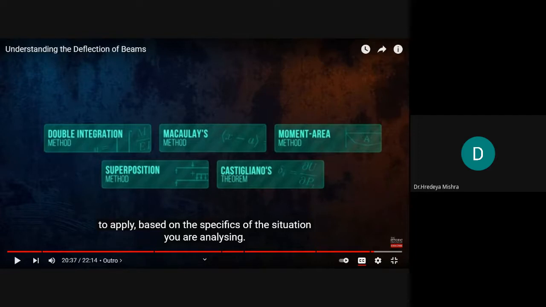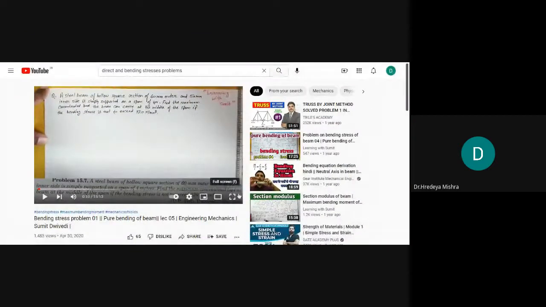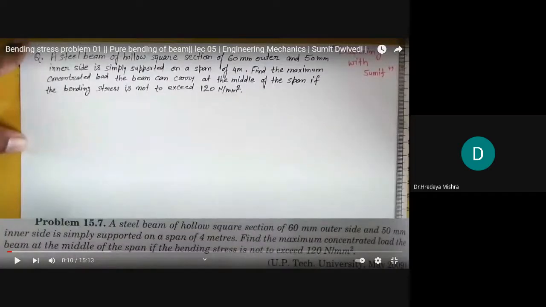So let's solve a problem related to the bending moment, or we can say the pure bending of a beam, of a circular hollow beam. Okay, so we can see that in this problem.